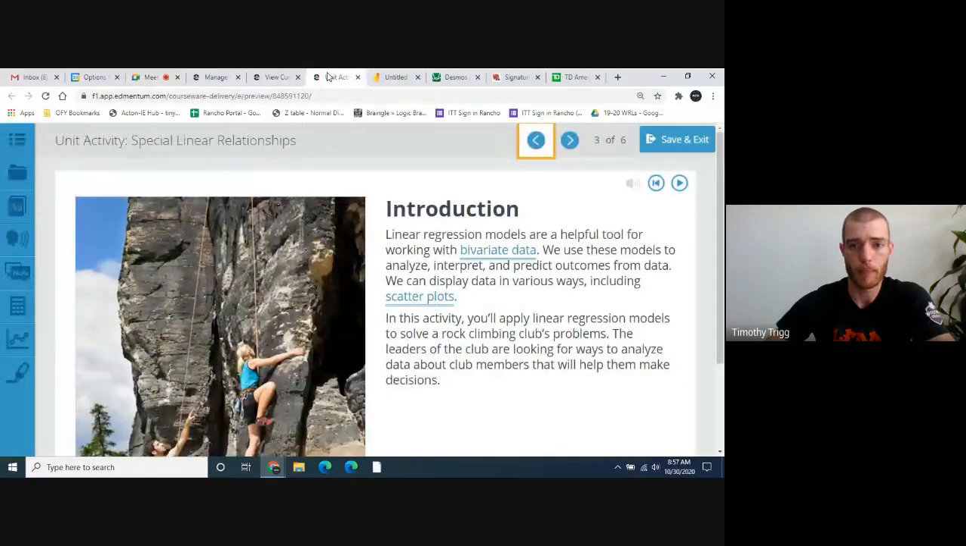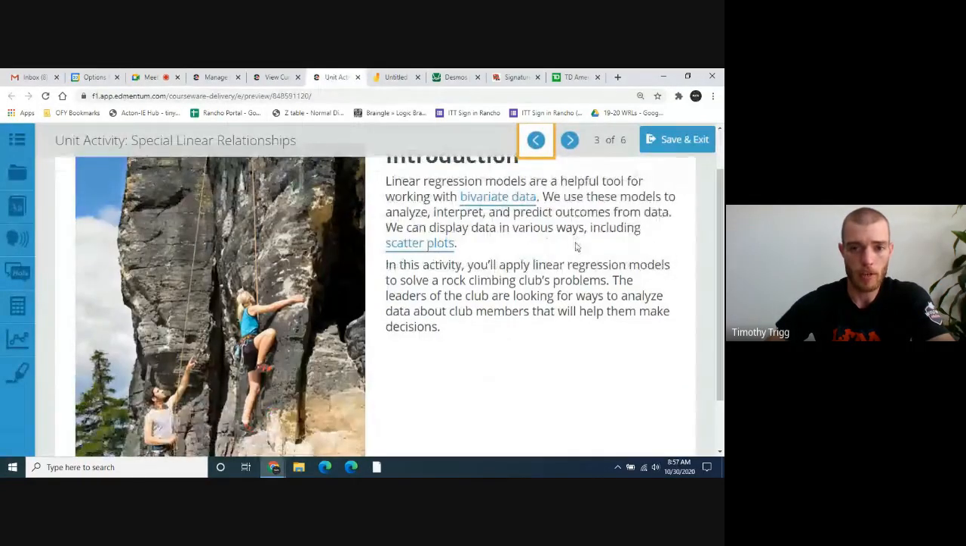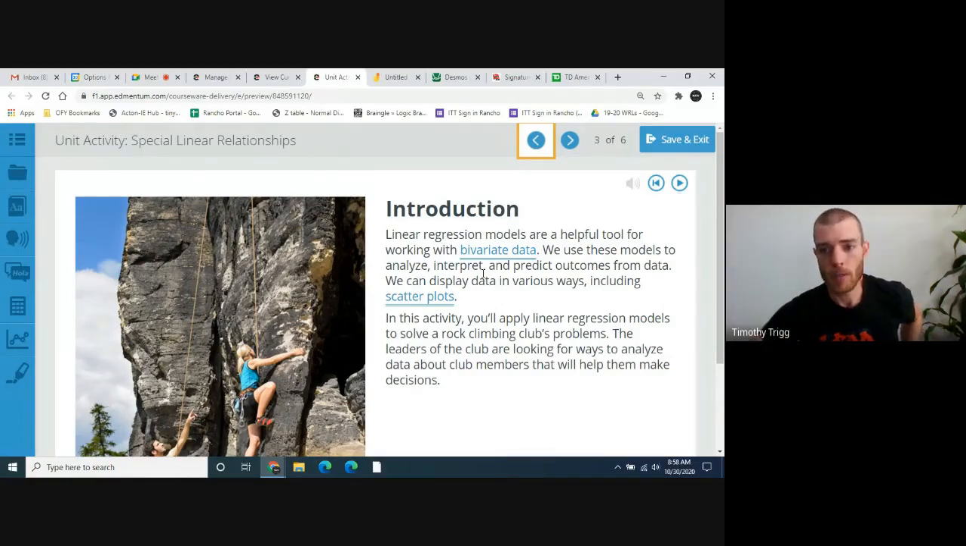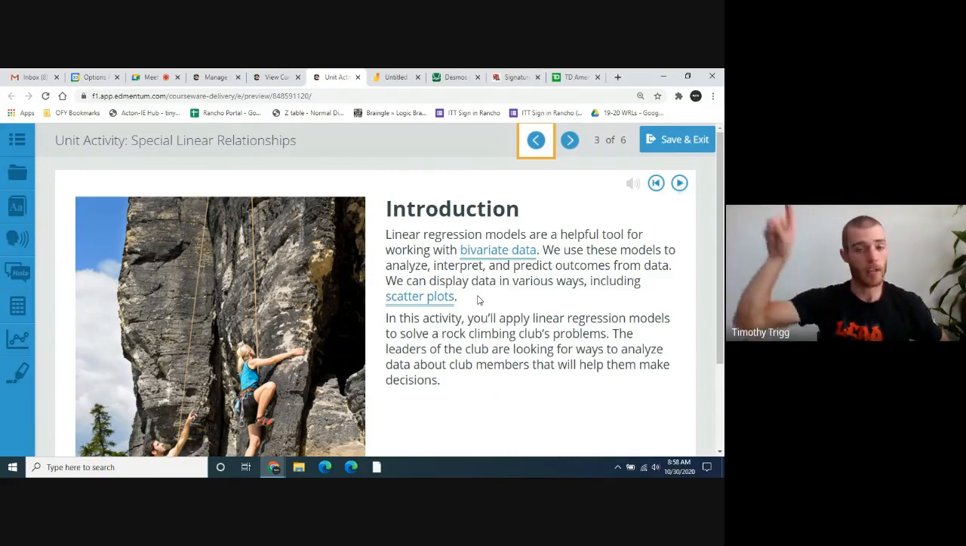Okay, so on page 3, you can see the introduction here. Feel free to follow along as I read aloud. Linear regression models are a helpful tool for working with bivariate data. That means data that has two variables. We use these models to analyze, interpret, and predict outcomes from data. We can display data in various ways, including scatter plots. You've probably seen scatter plots before. It just has a bunch of dots all over the place.